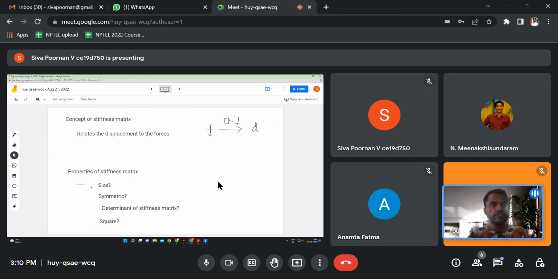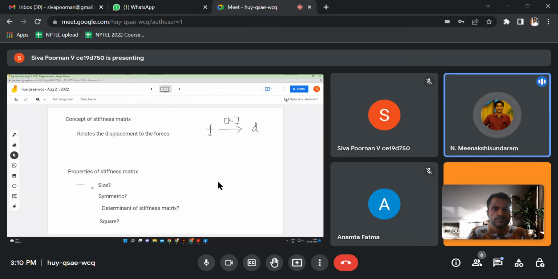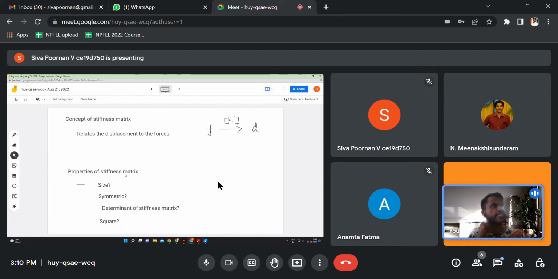Yes, so let's start from the first question. What is the size of the stiffness matrix? Yes, so it depends on the degrees of freedom. So let's say it is an n degree of freedom system, right? Then n into n is the size. Okay, so that's the right answer. But why is it so? N into n, where n is the degree of freedom, right? Why is it so?